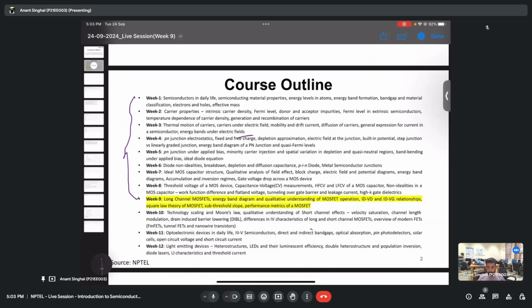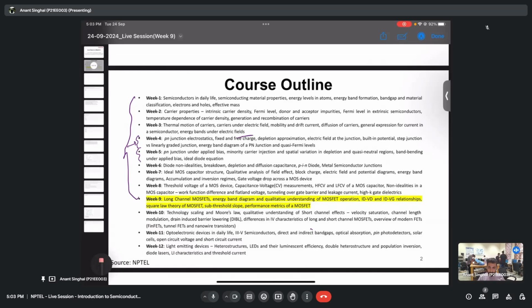Then we started our first device, in which we made the junction with two different types of doping, such as the PN junction, electrostatics, etc. And then we had the application of bias voltage, as we did for the applied bias and the spatial variation in the depletion region. After that, we did the ideal MOS capacitor, in which we did the profiles of electric field and potential diagram, such as accumulation and inversion regions. We have already covered this part.